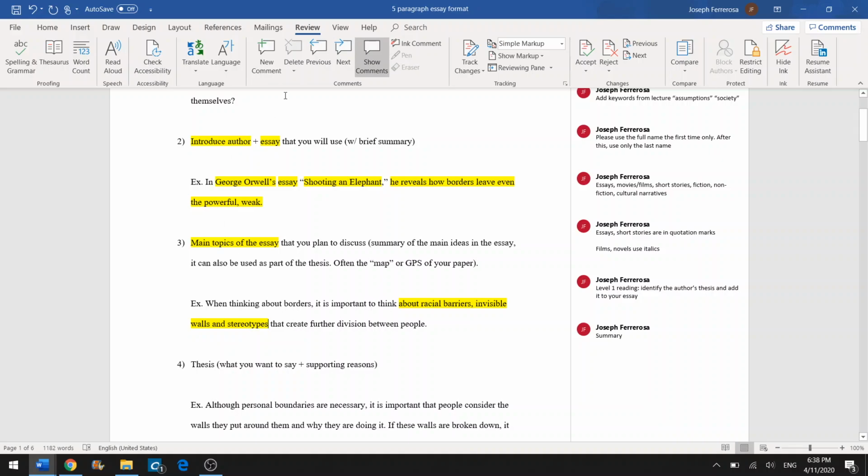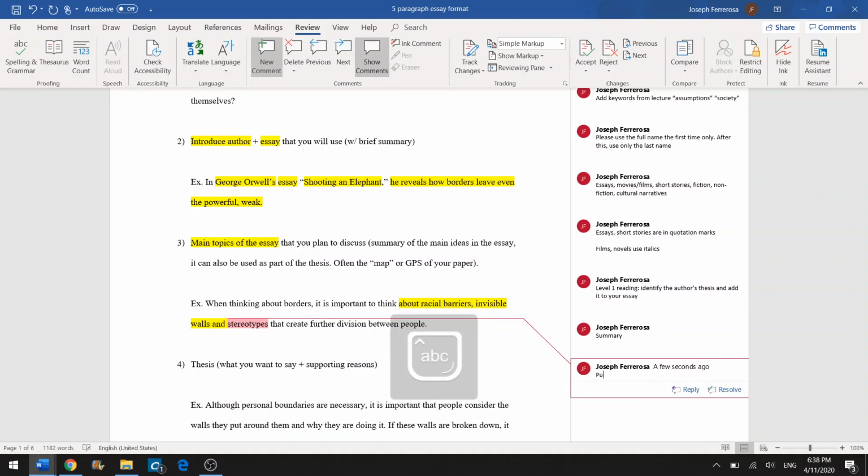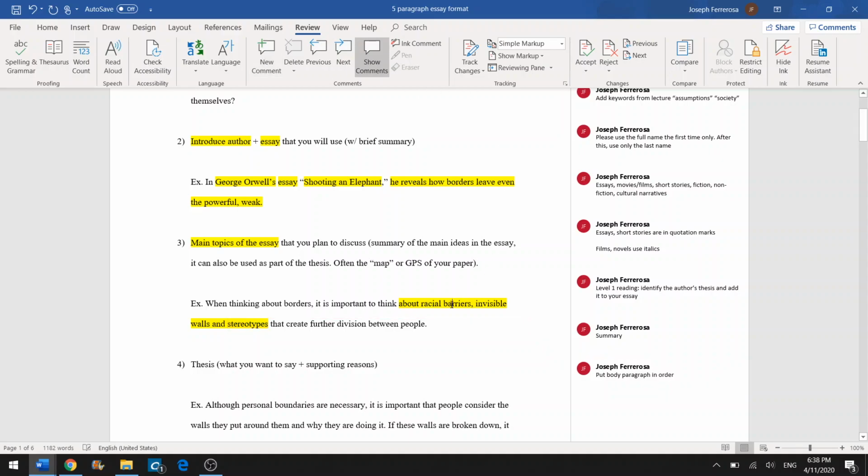And notice the order that I put them in. I'm going to make a note about this. Put body paragraphs in order. In other words, if you started with racial barriers, focus on racial barriers first. If you put invisible borders next, talk about invisible borders next. Stereotypes, talk about stereotypes next. So whatever you put here, be aware that the reader will expect you to follow your own logic. So you may have to revise this after you have finished writing your paper, okay?